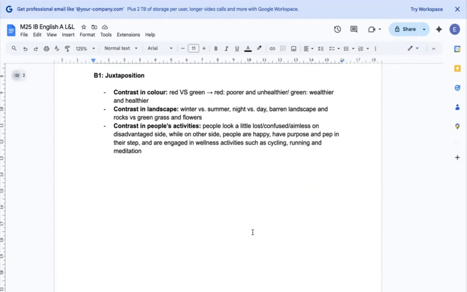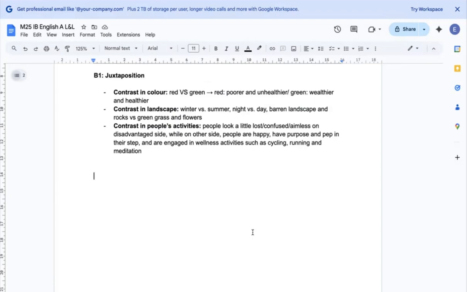As I already have said, my first analyzing point is juxtaposition. Interestingly, this infographic uses quite diverse types of contrast. First, contrasting color, red versus green. Red for poorer, unhealthier, and digitally disengaged parties. Green for wealthier, healthier, and digitally engaged parties. Contrast in landscape: winter for the detached, summer for the engaged, night, obviously, for the detached, day for the engaged, varied landscape for the former, and green grass and flowers for the latter.